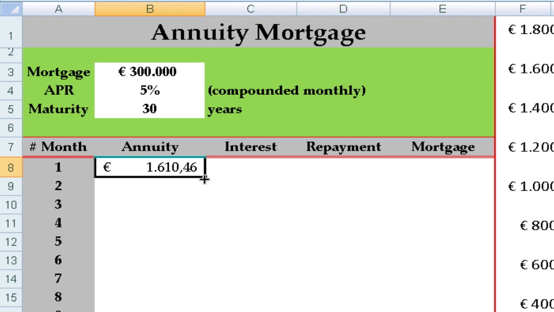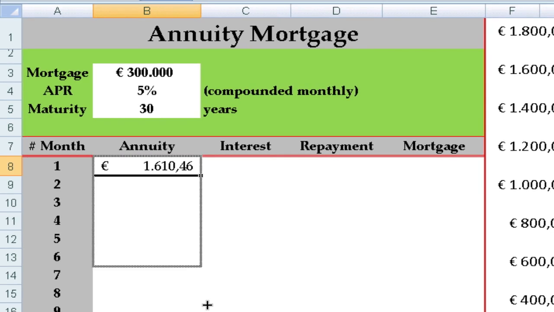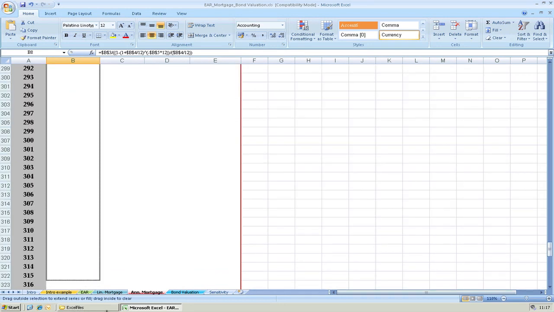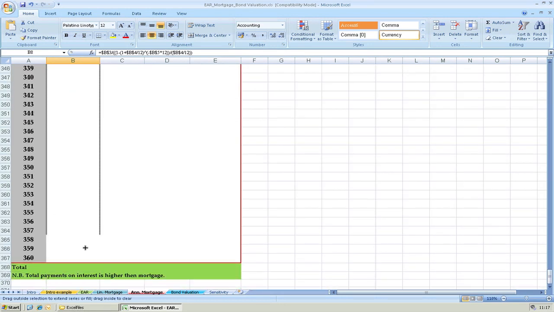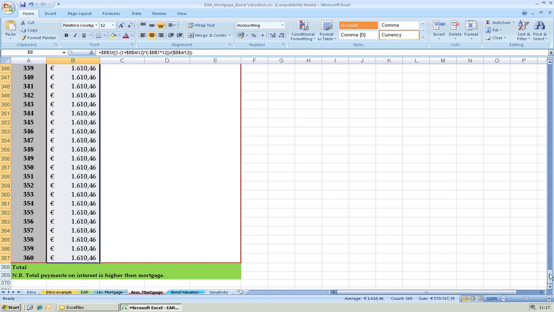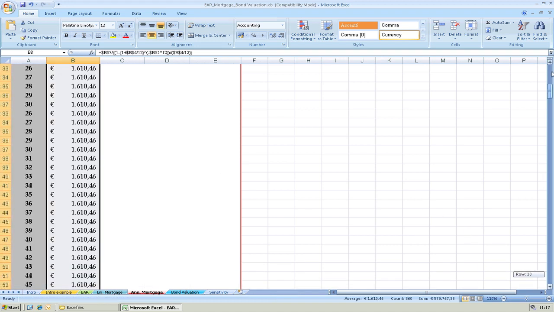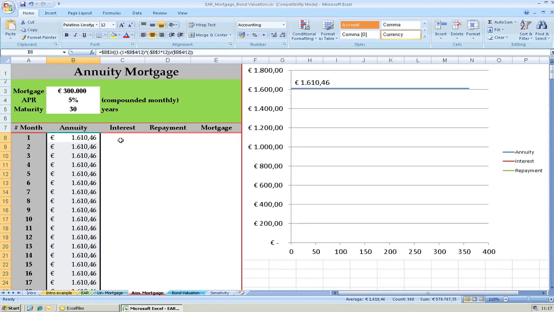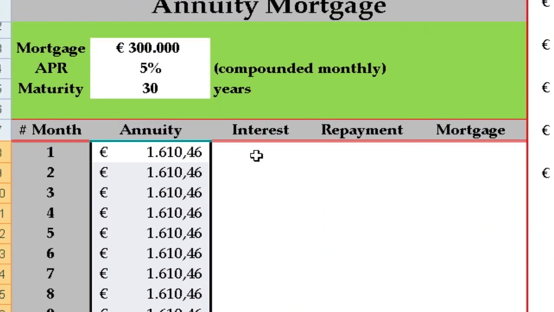So if we drop this down, because nothing is changing here, we're going to repay each month this amount of money, a little bit more than 1,600 euros. So that's it. So 1,610 euros and 46 cents.